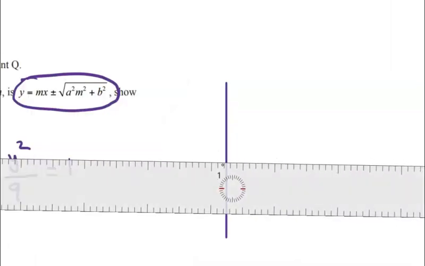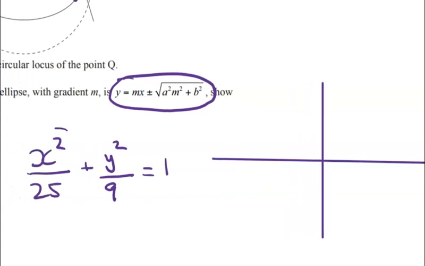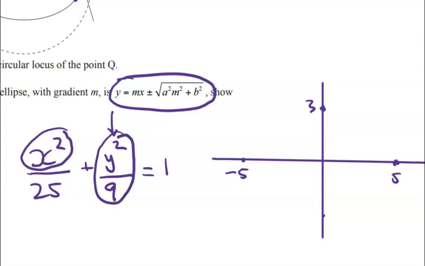Right, so you should be pretty used to working with the a squared and the b squared. We can see that if x is 5 or negative 5, then this term here is going to be 0. So that's your reminder that that's my major axis. And here I've got 3 and negative 3. Again, if this term here is 1, then this one's going to be 0. So we can trace out this.